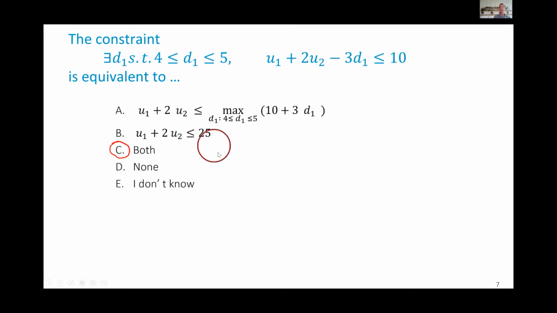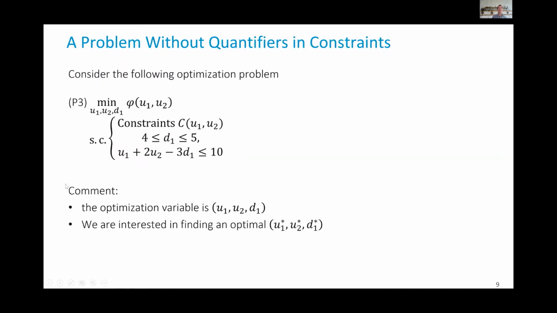So if we think of what we've just done, we had an optimization problem where there appeared to be a variable D1, but in fact, when we analyze carefully the constraints, we see that we are left with a constraint where D1 does not appear, which is what is really happening.